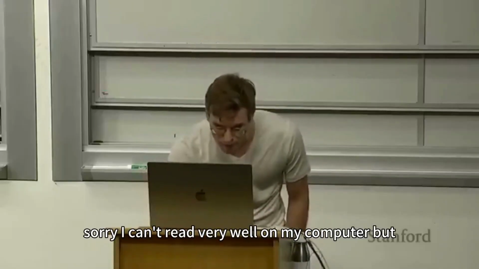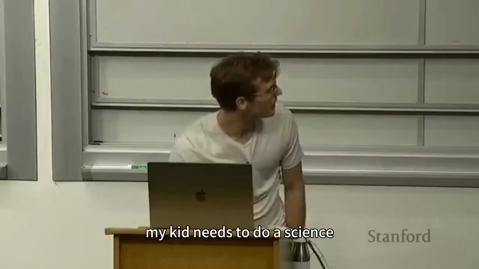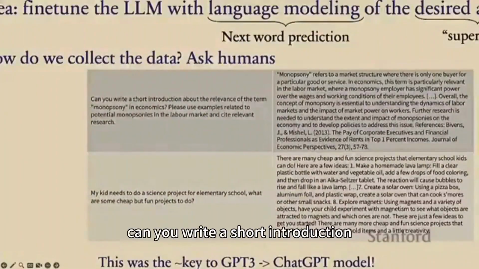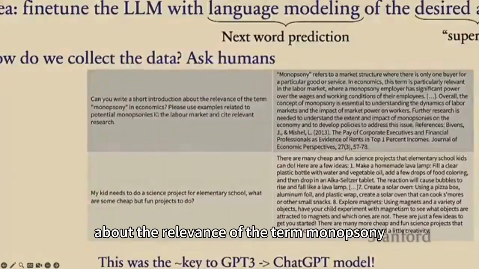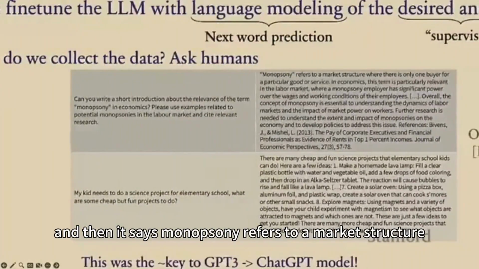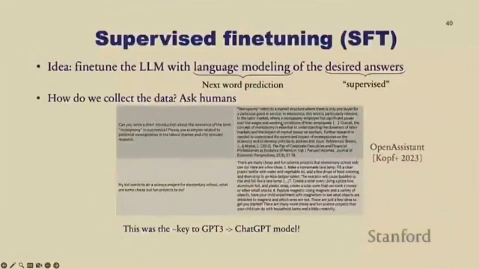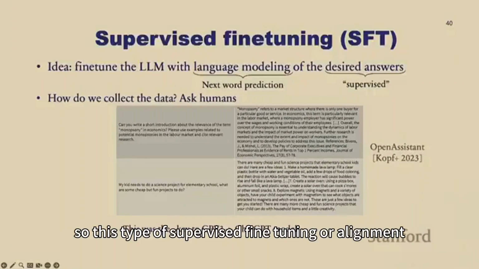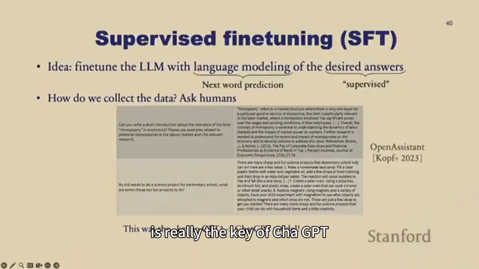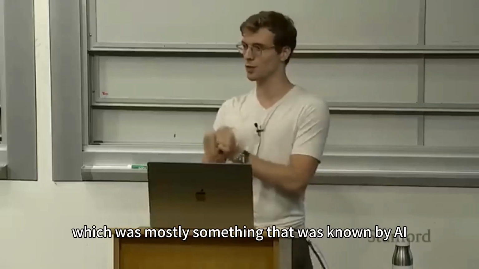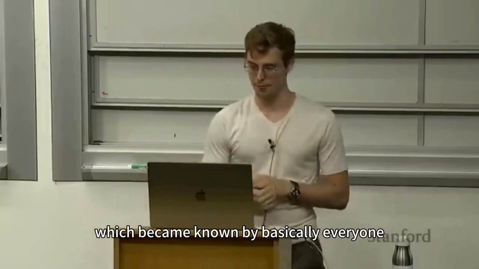Sorry, I can't read very well on my computer. No, let's read this one. Can you write a short introduction about the relevance of the term monopsony? And then it says monopsony refers to a market structure, blah, blah, blah. And it's a human that wrote that. Actually, this is Open Assistant, which was a way to collect data online from humans. So this type of supervised fine-tuning or alignment is really the key of ChatGPT. This is what made the big jump from GPT-3, which was mostly something that was known by AI researchers, to ChatGPT, which became known by basically everyone.